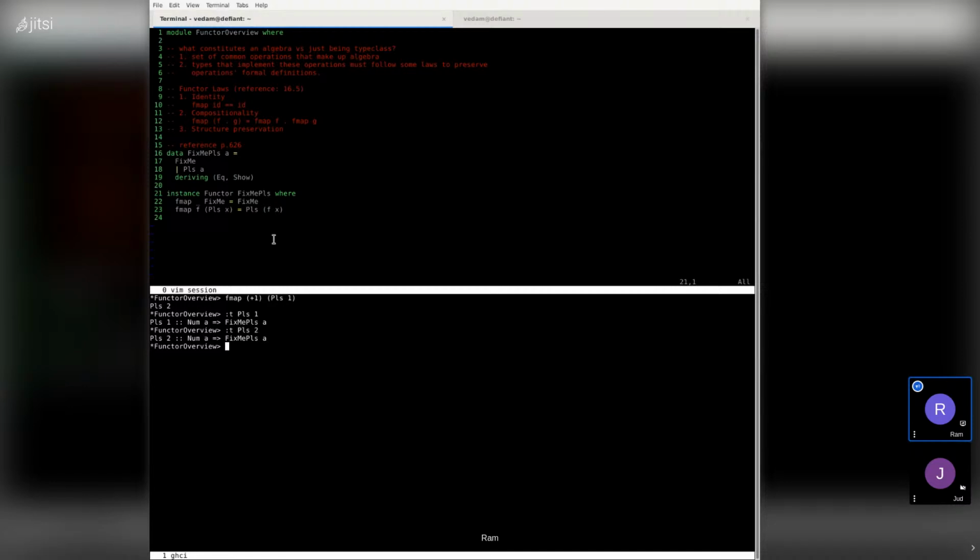But we haven't checked the other two, identity and compositionality. Well, identity should be obvious because, again, by this rule that we see here, we're applying ID directly to the underlying value.